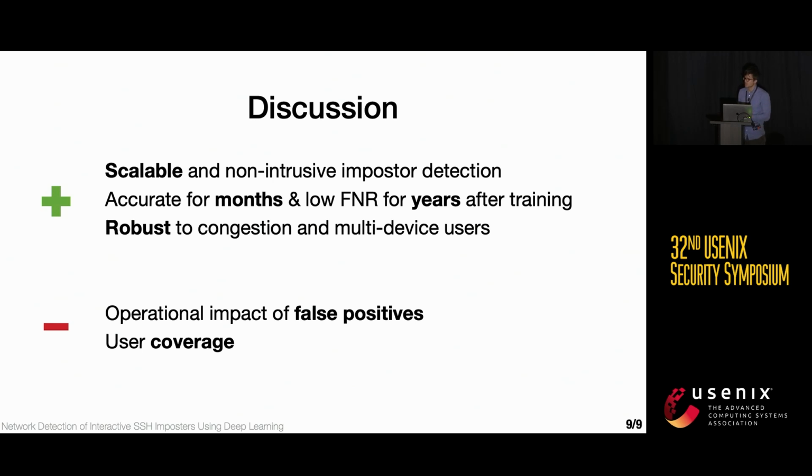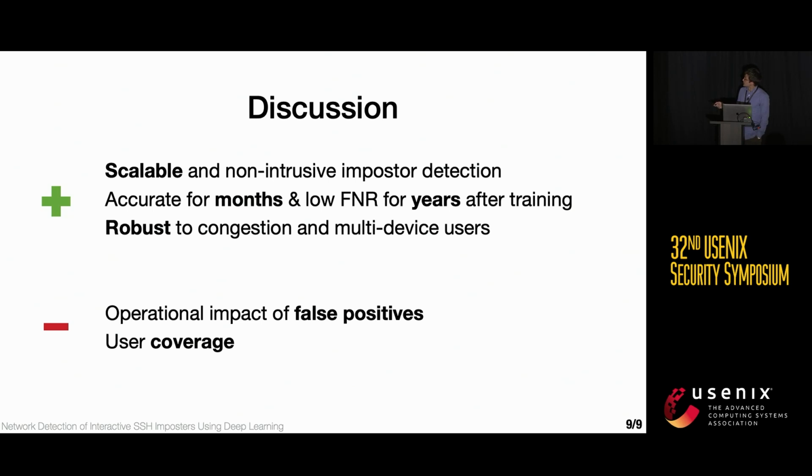We only need to look at about 10 or 15 seconds of traffic before we can make these predictions. Our models, even though we want to retrain every month, still are accurate for multiple months. And one interesting observation is that the low false negative rate stays true for years. Even if I take a model trained in 2016 and apply it now at the same network, it'll get many false positives, but I won't miss many imposters. And finally, it's also robust to congestion and can handle multi-device users, so users that have laptops and phones and connecting for all of them.